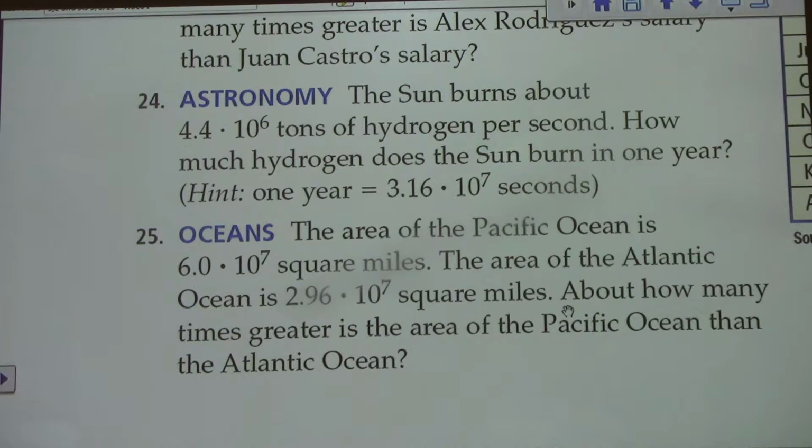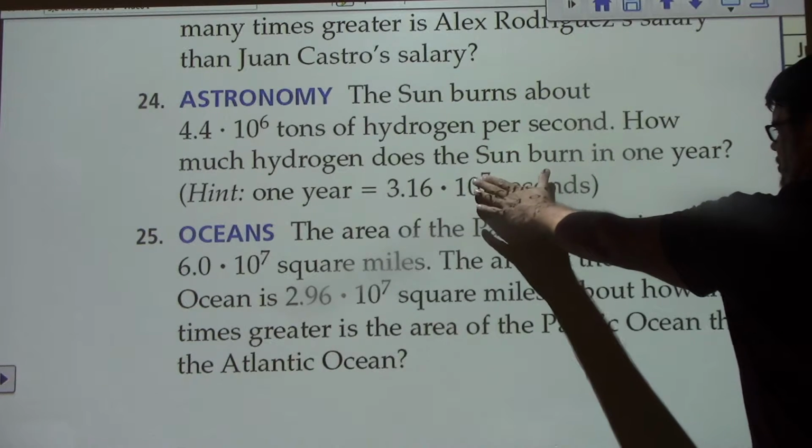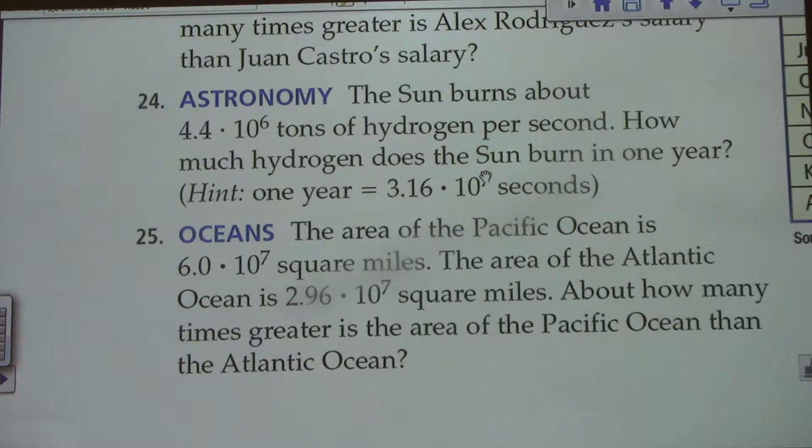It says the sun burns about 4.4 times 10 to the 6 tons of hydrogen per second. How much does it burn in 1 year? Let's not even worry about this, okay? Because we're going to do it by unit conversions.